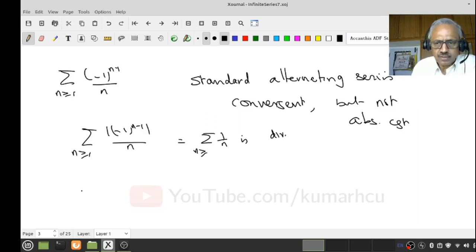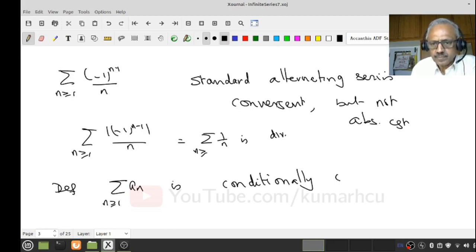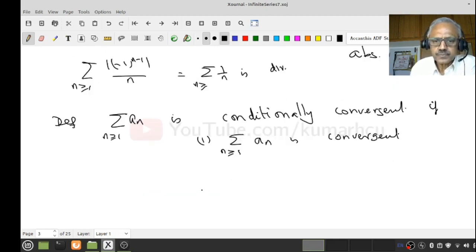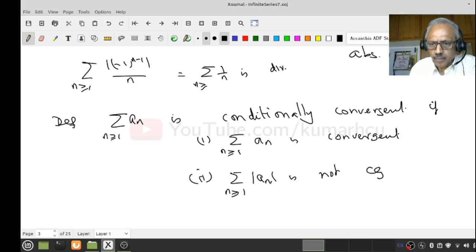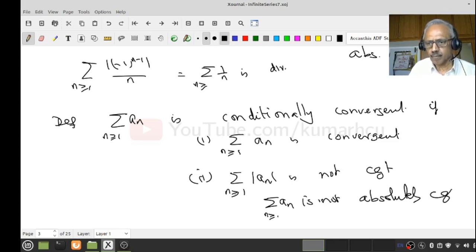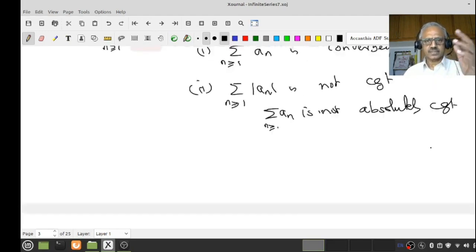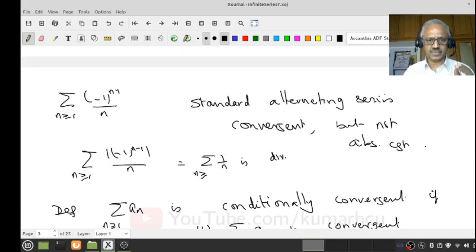So maybe it's a good time for me to define. I have a series summation a_n. I say it is conditionally convergent if 1, this is convergent, and 2, this series is not absolutely convergent. That is, summation a_n is not absolutely convergent. Okay, right. So the standard alternating series is one such series. It's conditionally convergent. It's convergent but not absolutely convergent.